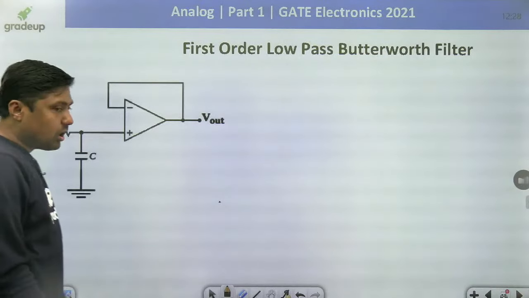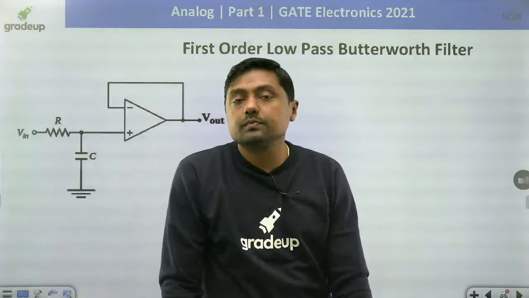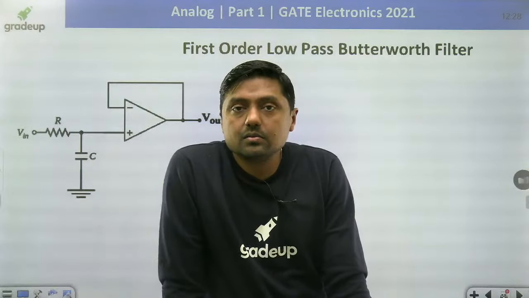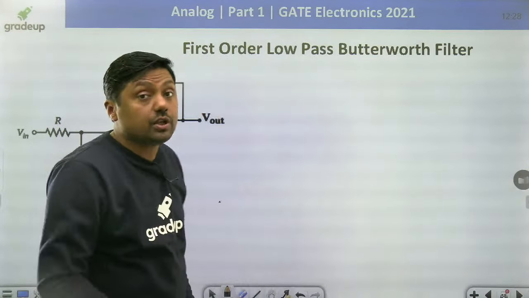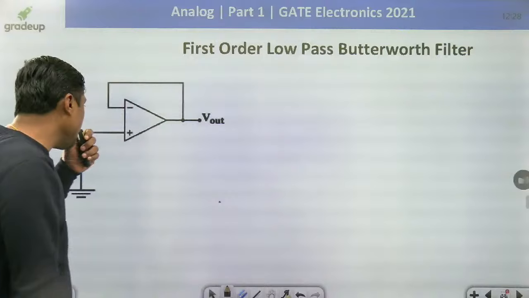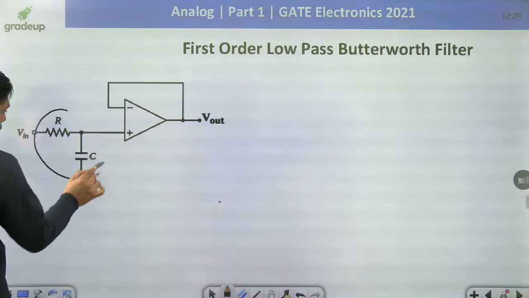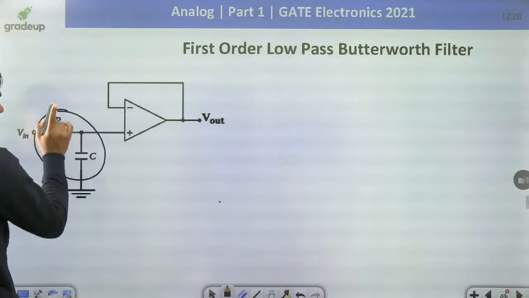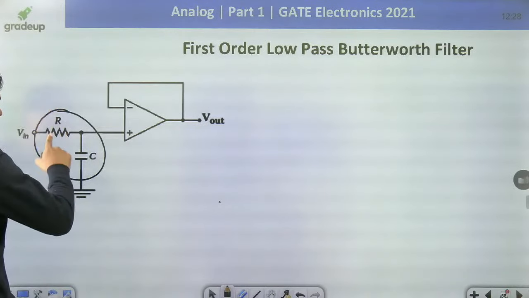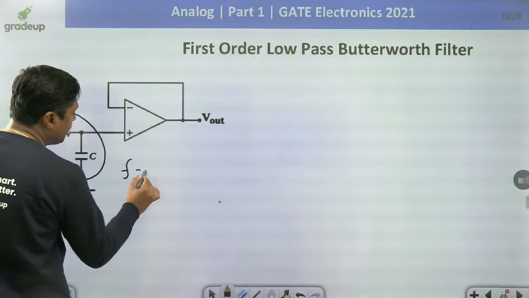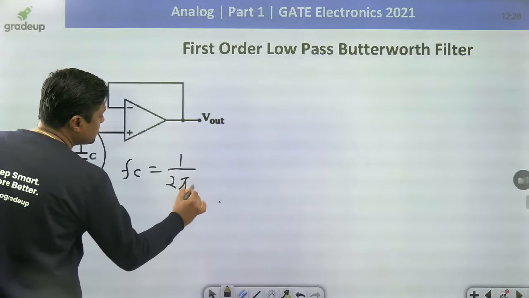Now, a first order filter using a voltage follower. These are the applications of the filter. This is the low pass circuit. Always remember, this is a low pass RC circuit. The previous one is the passive filter; this is an active filter. What is the cutoff frequency for this? 1 by 2 pi RC.